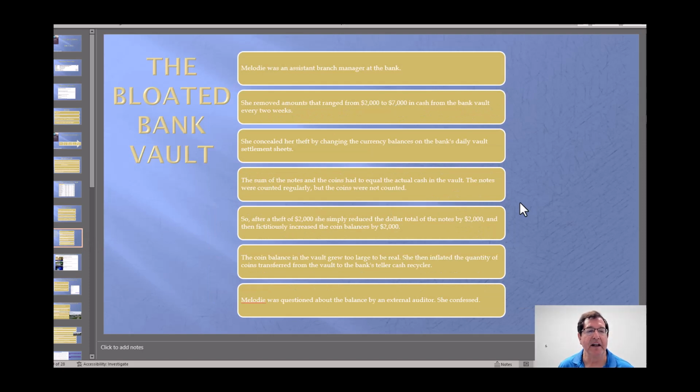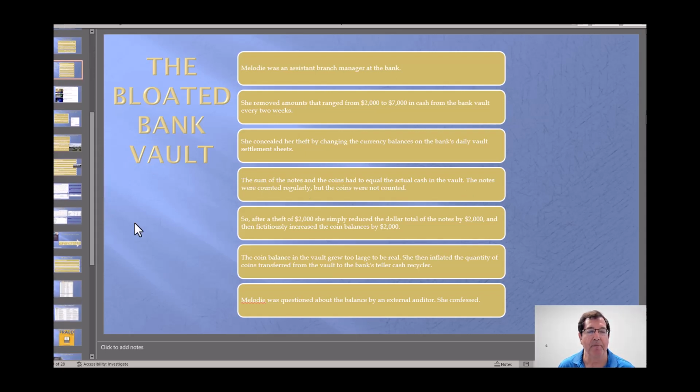This is the bloated bank vault, and we'll come back to relative size factor examples for the tests. Melody was an assistant branch manager. Sorry for the font that's so small.